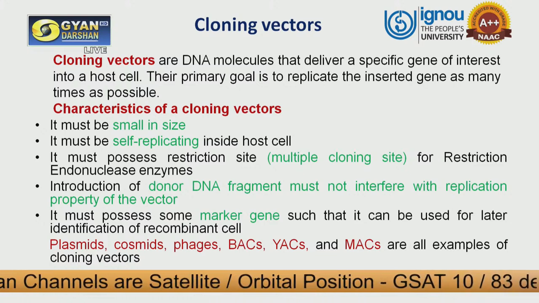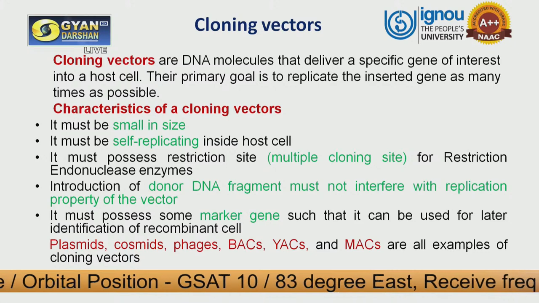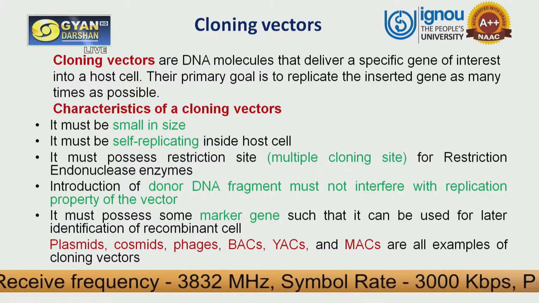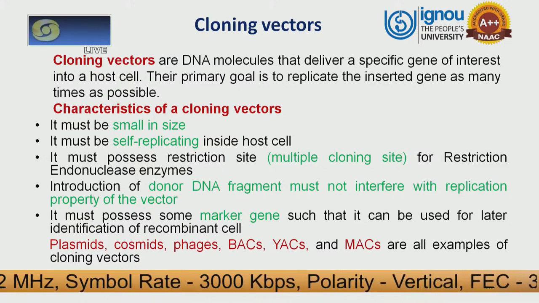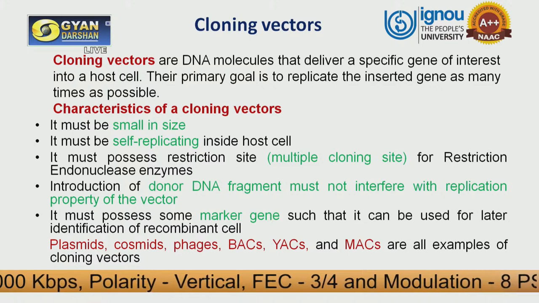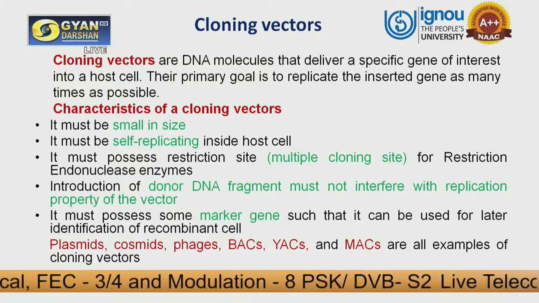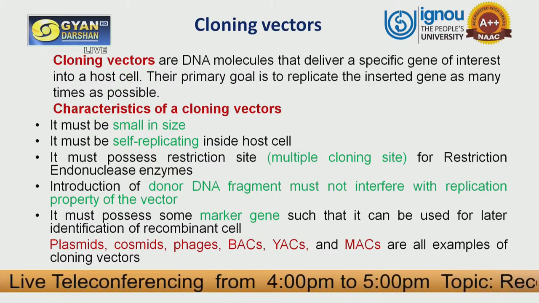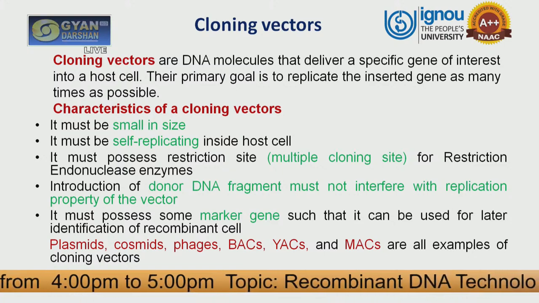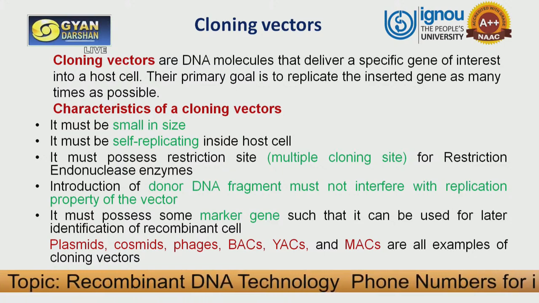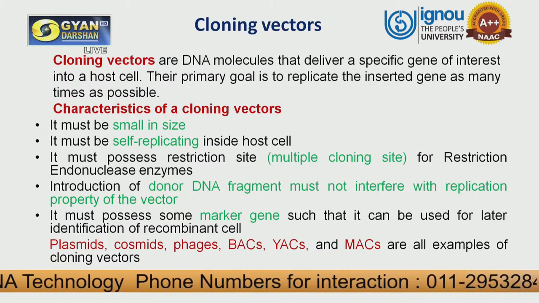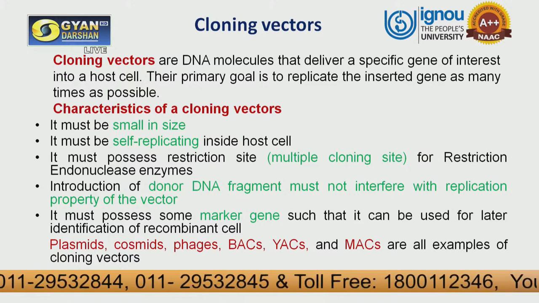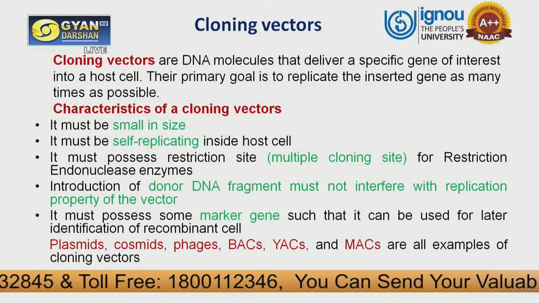There are certain important characteristics that have to be fulfilled by a good cloning vector. The first characteristic is its size. A good cloning vector is one which is small in size, because if you use a bigger vector, it will be difficult for the host cell to take up. Moreover, it will put more load on the host cell. So it's good if the size of the vector is as small as possible without compromising its role. It should also be self-replicating. For this, vectors usually have an origin of replication, in short called ORI. This helps the vector to self-replicate inside the host.